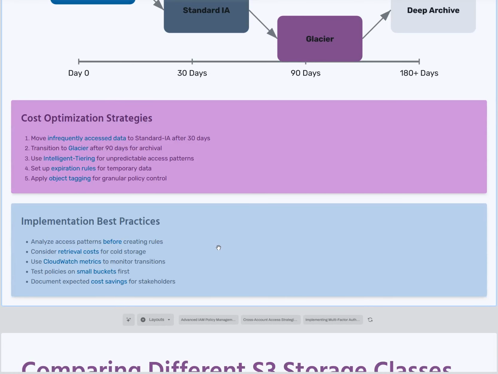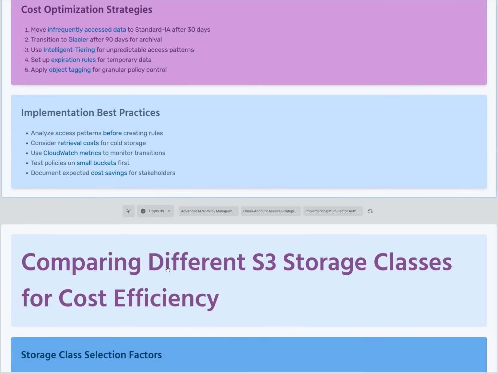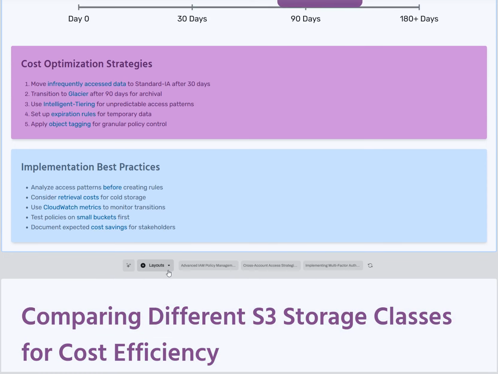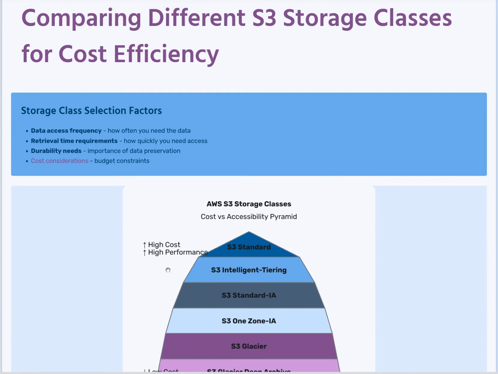Implement best practices. Analyze access patterns before creating rules. Consider retrieval cost for cold storage. Use CloudWatch metrics to monitor transitions. Test policies on a small bucket first. Document expected cost savings for stakeholders. So that will give you an idea of how to manage your storage data, right?